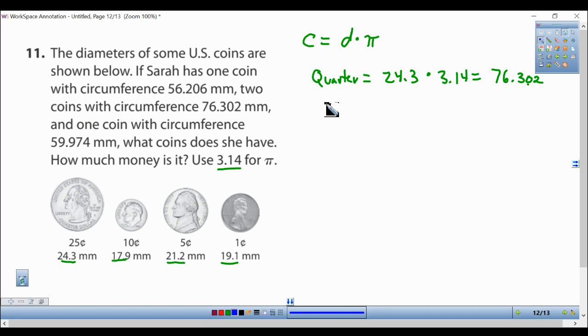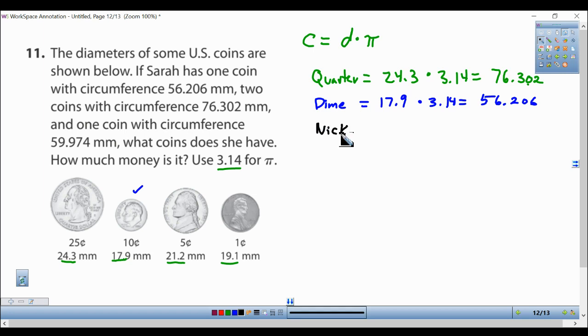Now for the 10 cents, the dime, which is this one, we have a diameter of 17.9 times our pi, which in this case is 3.14, and that answer comes up to 56.206.